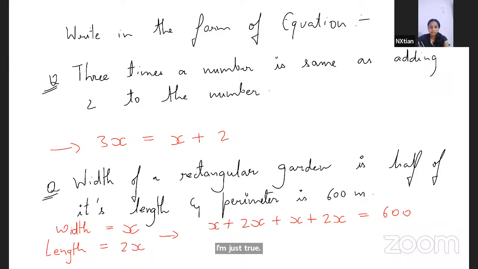Yeah, this is correct, Samir. Okay, no problem. You can use either way. You can do two lengths plus two breadths, or you can add up the two lengths and the two widths, which equals the perimeter.